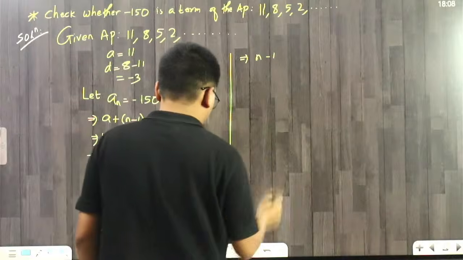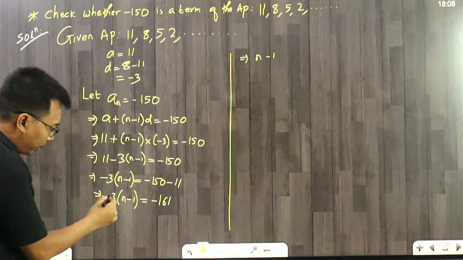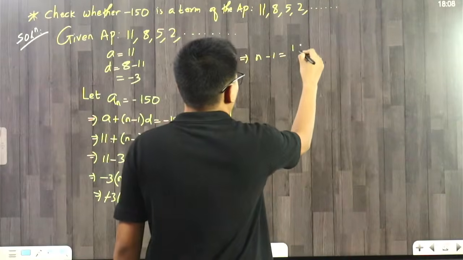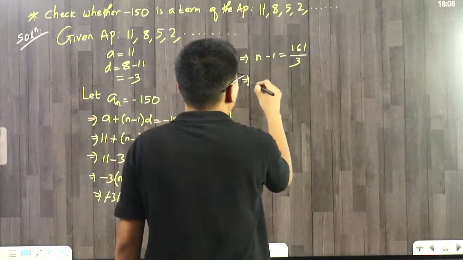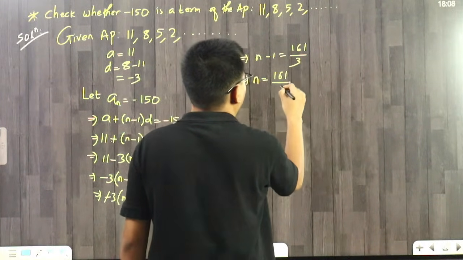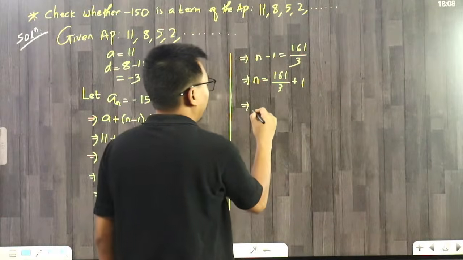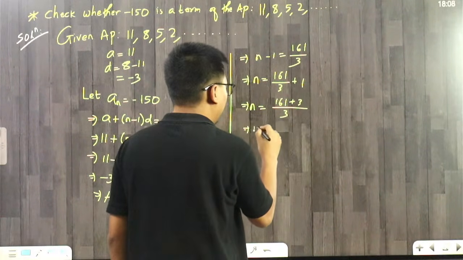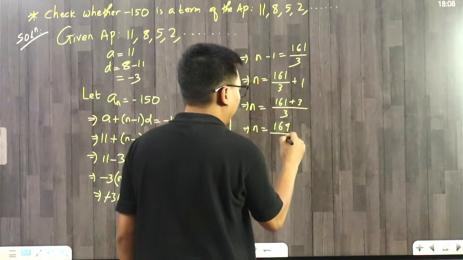So n minus, okay, one more thing. Here we have minus on both sides, so we can cancel this minus. So we'll get n minus 1 equal to 161 divided by 3. So n is equal to 161 divided by 3 plus 1. So we'll solve this. We'll get n is equal to 164 divided by 3.